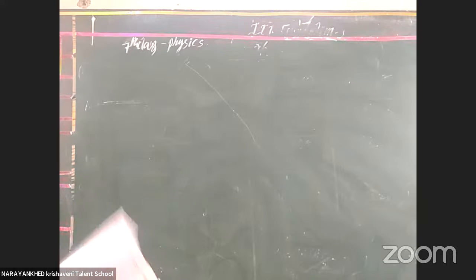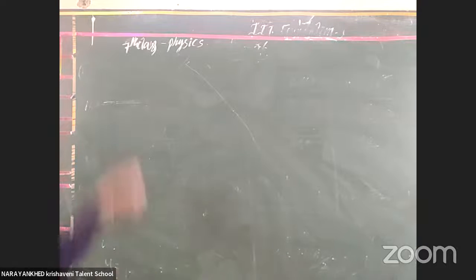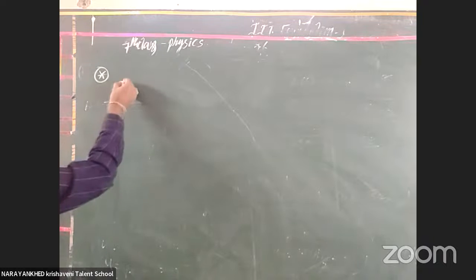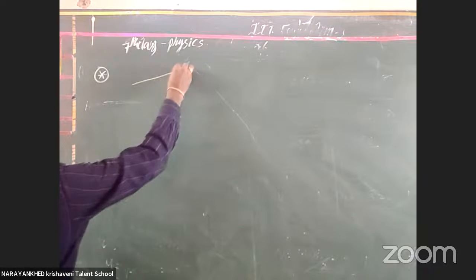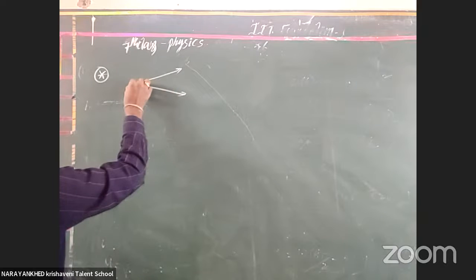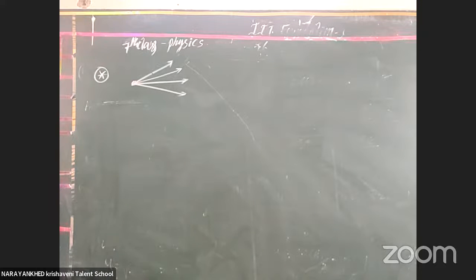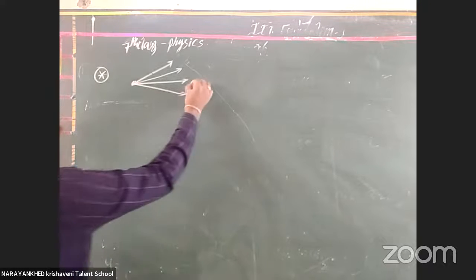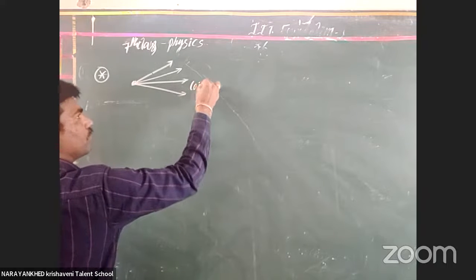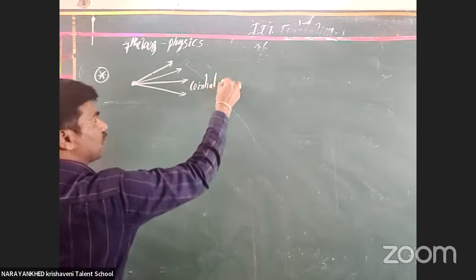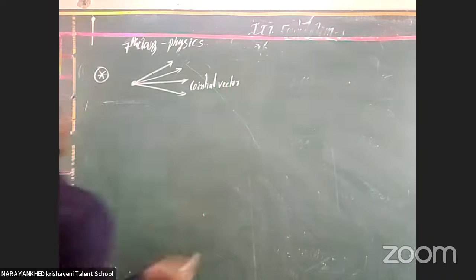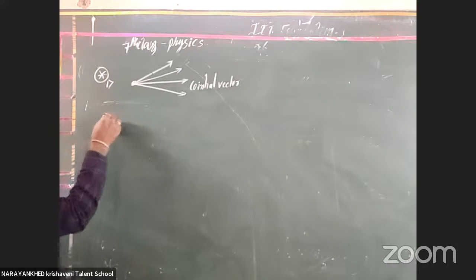Next we are going with the exercise. We already completed the different types of vectors. When vectors are coming from the same point, they are called concurrent vectors, or otherwise also called co-initial vectors. Co-initial vectors. This is the first type of vector, and the different types are drawn on the board.